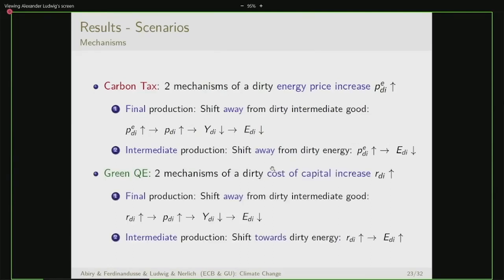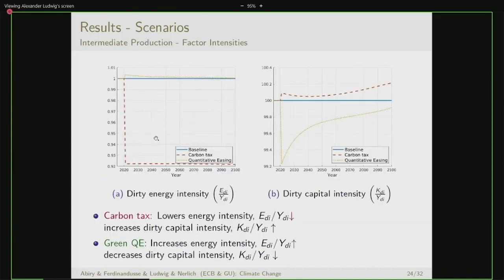The green QE, in contrast, also has two mechanisms. First of all, through the increase in the final goods sector of the returns, by making dirty capital more costly, it is going to reduce dirty output and hence dirty energy demand. However, because dirty capital becomes more expensive, in the intermediate goods production there is a partial substitution to demanding more dirty energy. That channel mitigates the effectiveness of green QE relative to carbon taxation. This is also shown in this picture, where in response to the carbon taxation, dirty energy use relative to output goes down, whereas in the green quantitative easing, it goes slightly up.